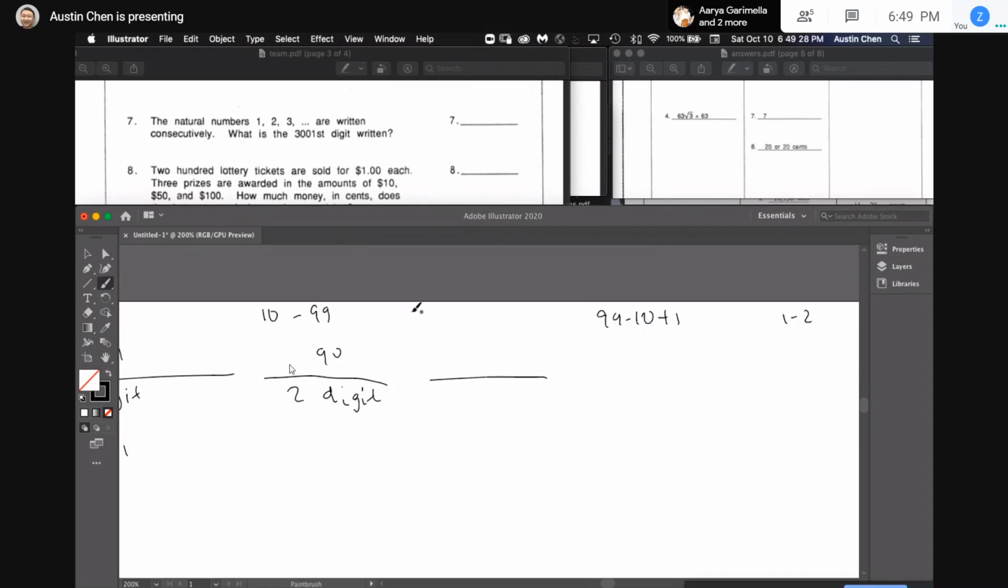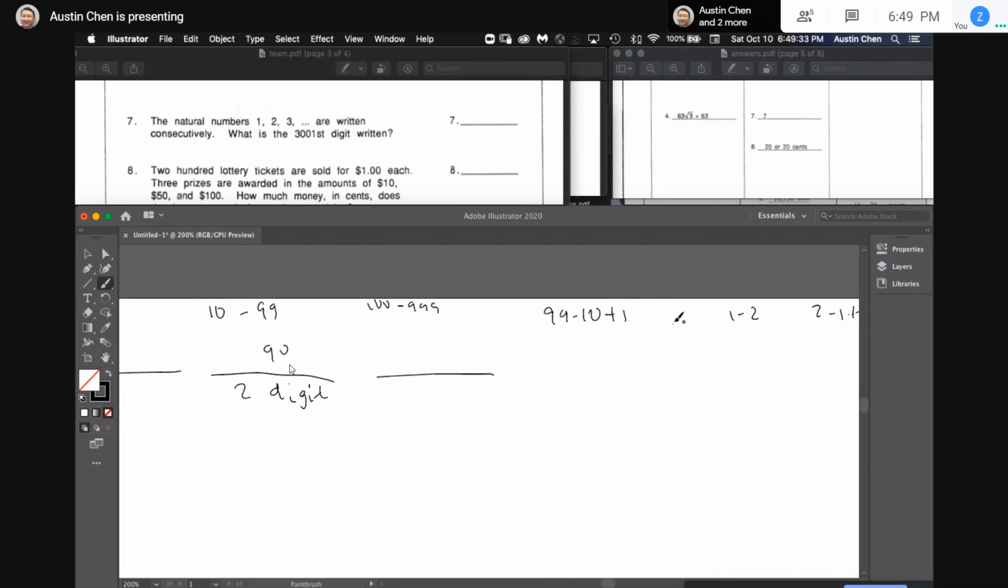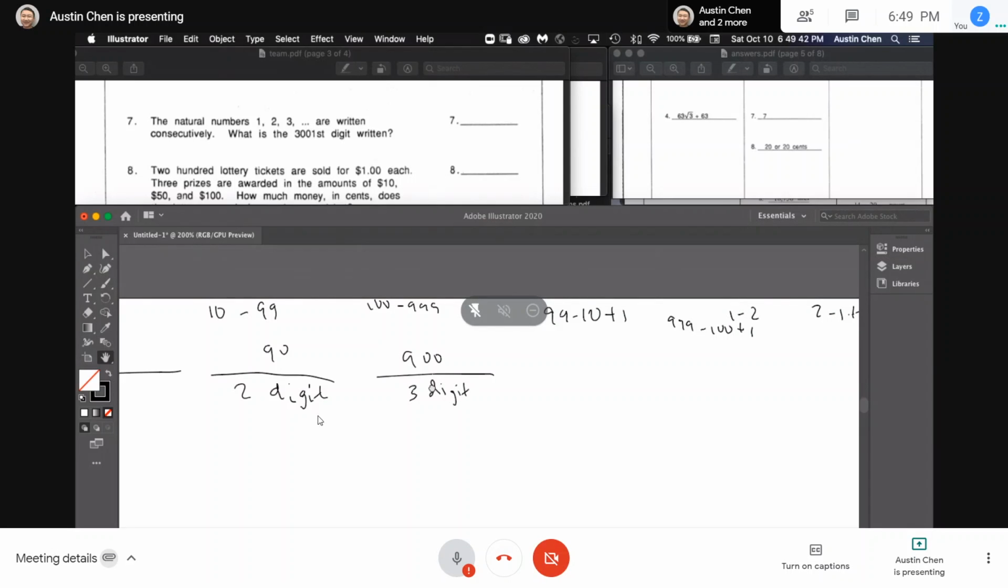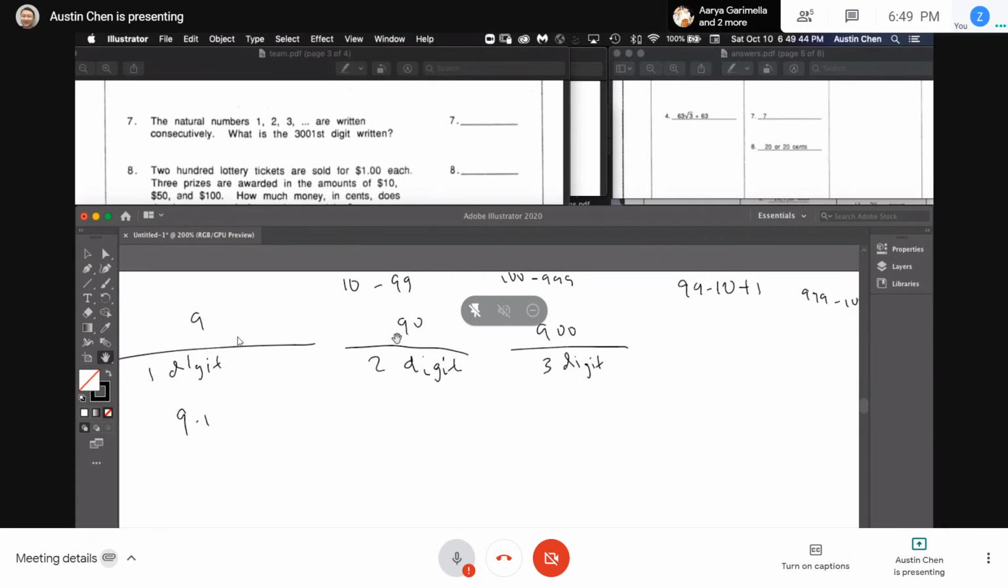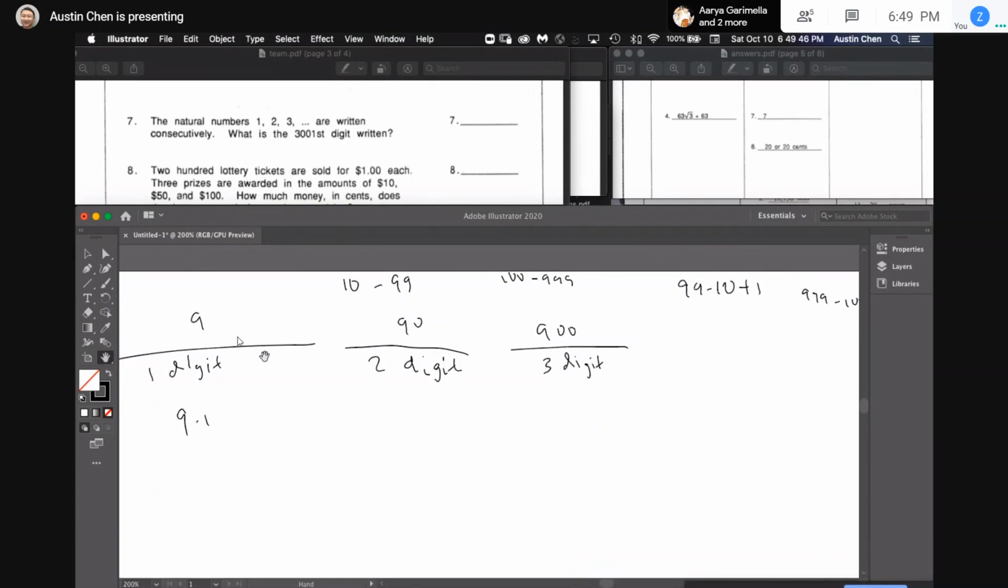And then three digit is going to be 100 to 999. Using the same formula, we're going to have 900 three-digit numbers. And now you can start to see a pattern in the number of numbers you have for each digit length. One digit is going to have 9, two digits is going to have 9 times 10, and every time you go into the next digit length, you're going to have 10 times the amount of numbers that you had in the previous one, right?